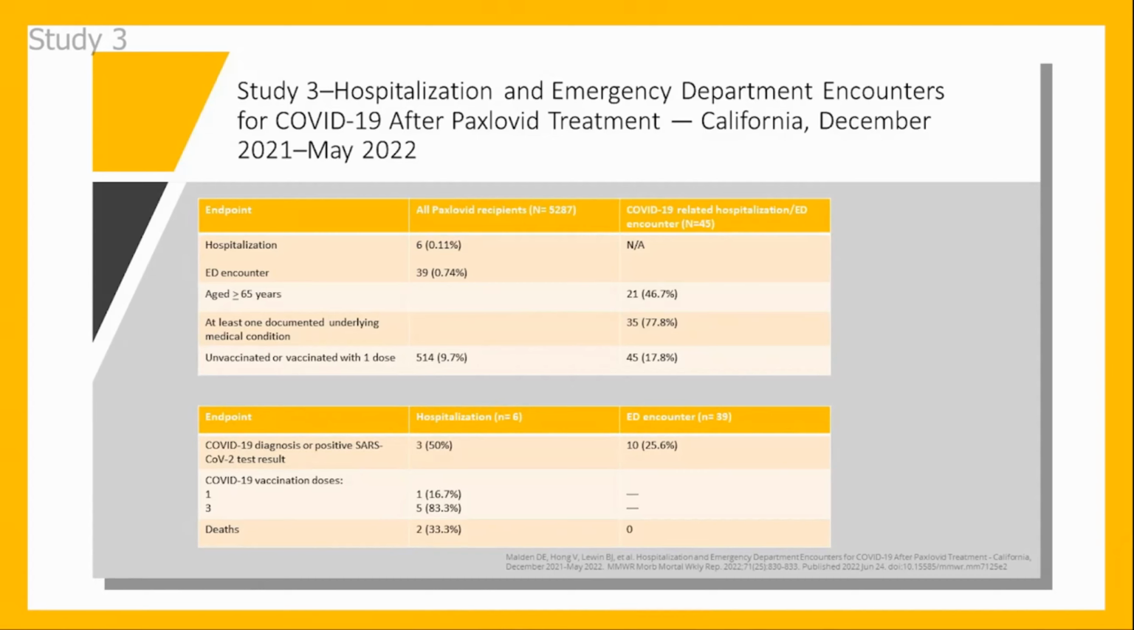Additionally, while patients who were unvaccinated or vaccinated with only one dose of the vaccine made up 9.7% of the patient population, these individuals made up 17.8% of the patients who were hospitalized or who had emergency department encounters. 50% of hospitalized patients had a positive COVID-19 test result, but only 25% of patients reported to the emergency department had a positive test result. 2 deaths did occur in the hospitalization group, while no deaths occurred in the emergency department encounter group.